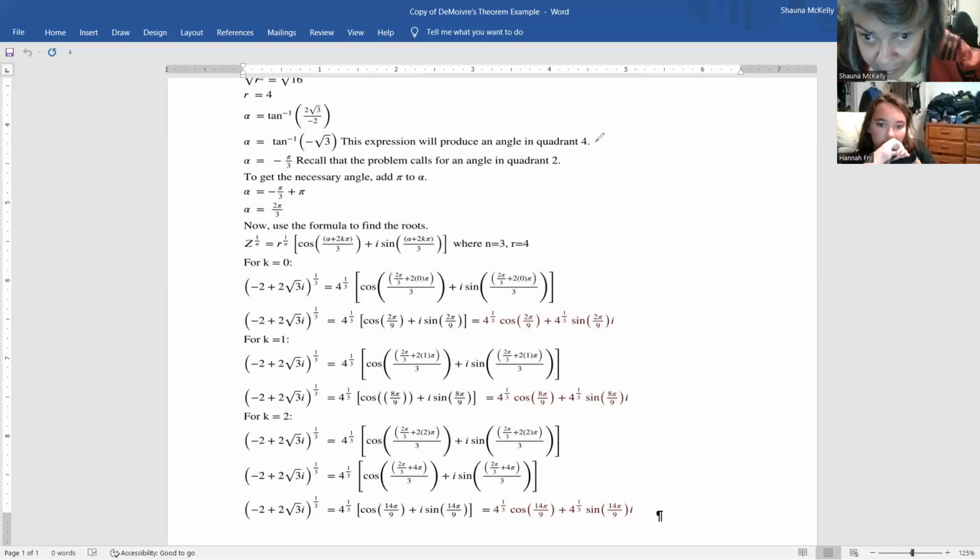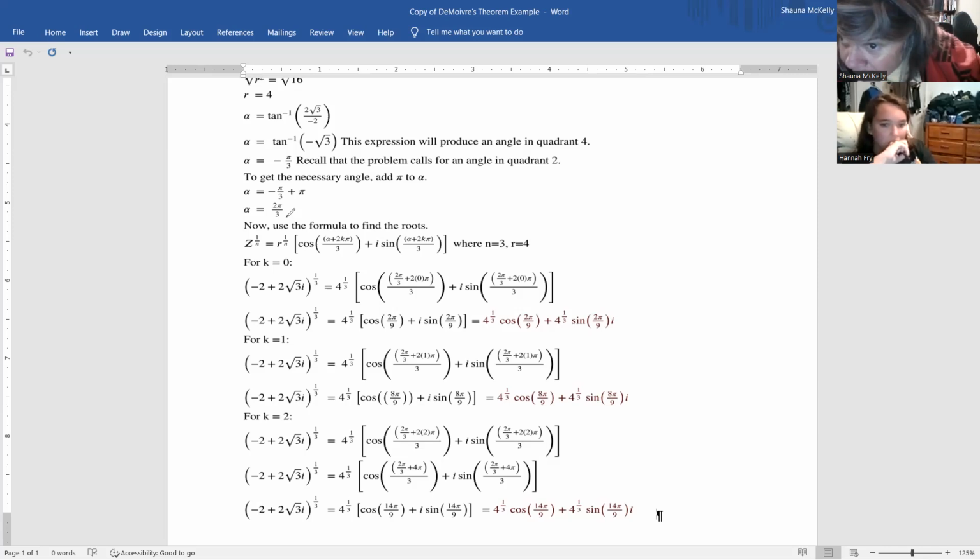Now, this is an angle in quadrant 4. We don't want the angle in quadrant 4. We want the angle in quadrant 2. So what did I do? I added pi to my angle. This is a fundamental angle, so I gave it to you as negative pi thirds. I put it in decimal form on the calculator, but I added pi to it, and you got 2 pi thirds. If it's not a fundamental angle, you just add pi and use the decimal, just like we did when we were finding the power.